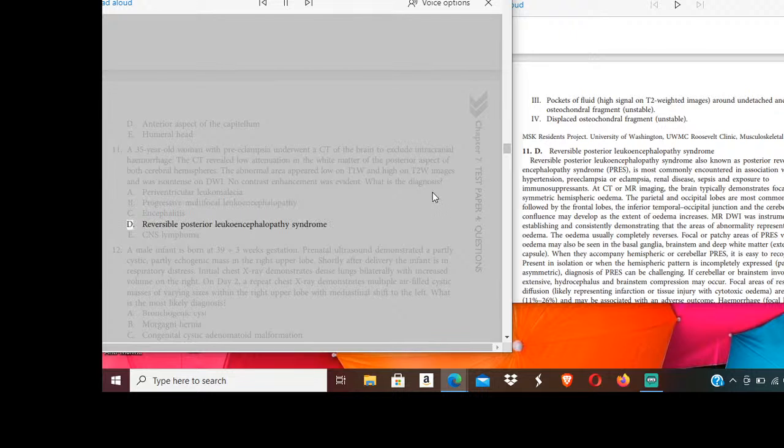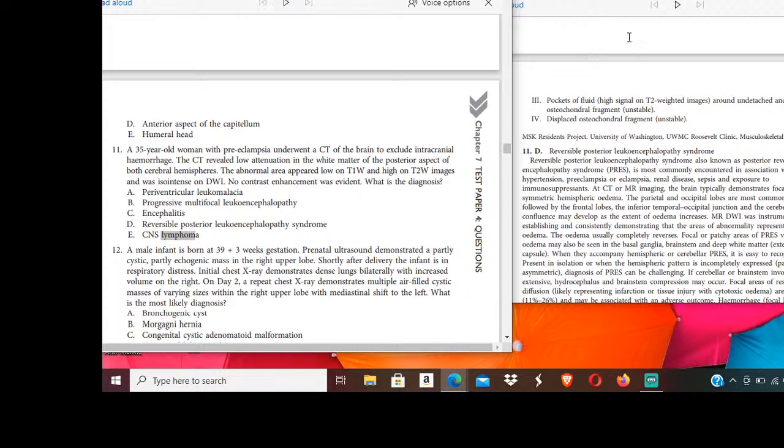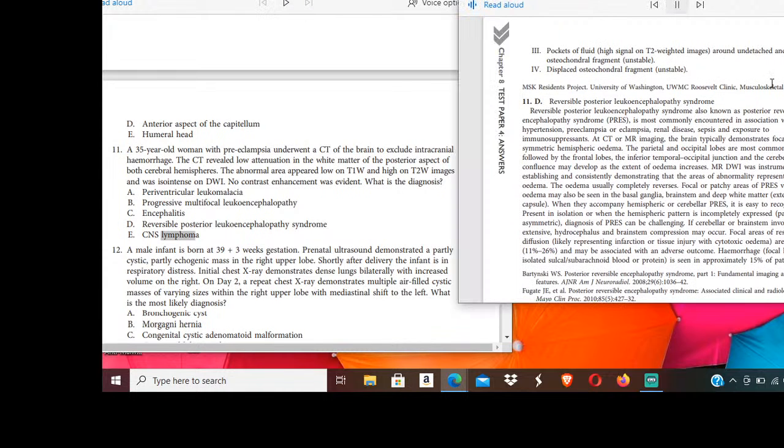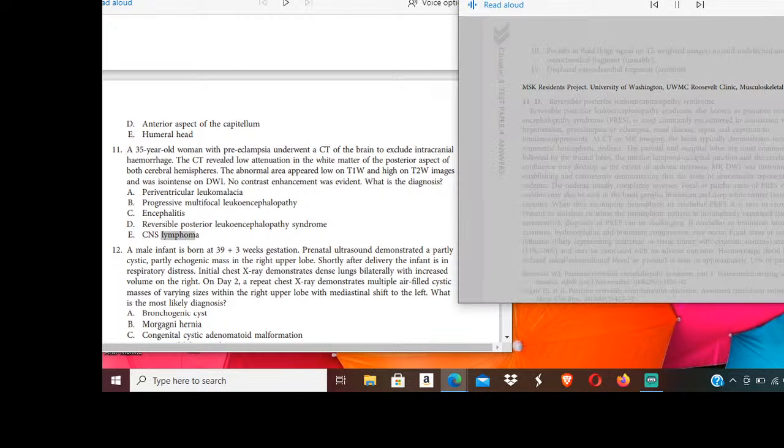Leukoencephalopathy. C, encephalitis. D, reversible posterior leukoencephalopathy syndrome. E, CNS lymphoma. Radiology. 11. D. Reversible posterior leukoencephalopathy syndrome, also known as posterior reversible encephalopathy syndrome, PRES, is most commonly encountered in association with acute hypertension, preeclampsia, or eclampsia, renal disease, sepsis, and exposure to immunosuppressants.